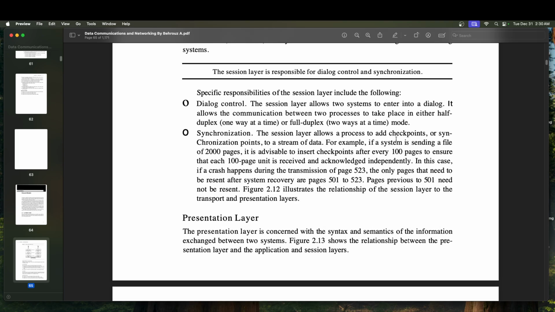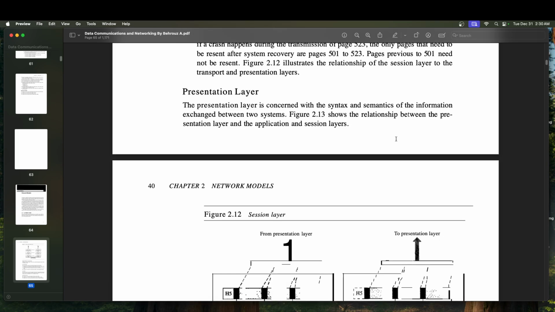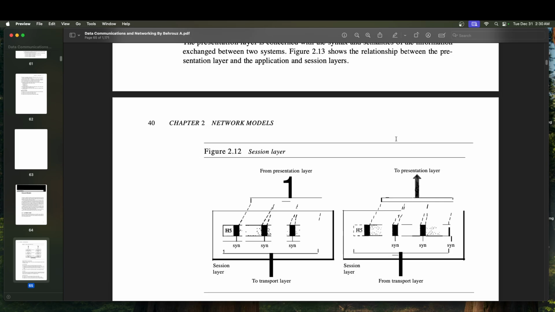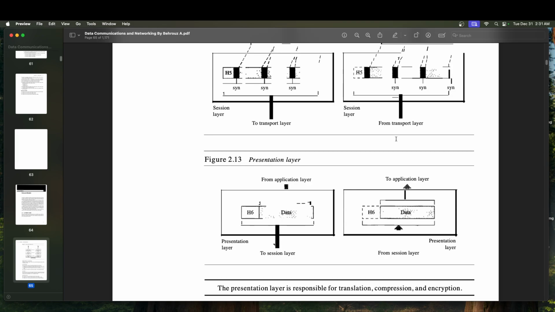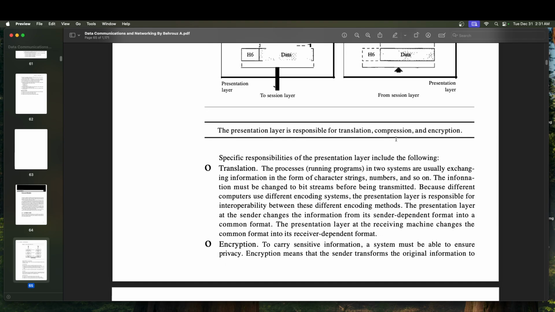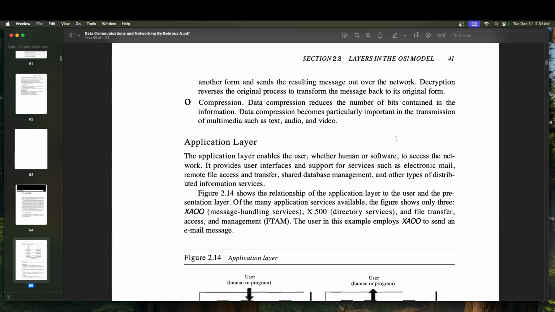The presentation layer deals with the syntax of the information between two systems. After presentation, we give it to the application layer, so we will be converting it back to data. At the receiver end, the application layer determines which application requested this data, which program in the computer system requires it.